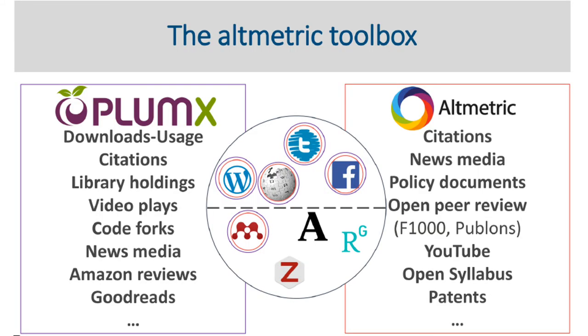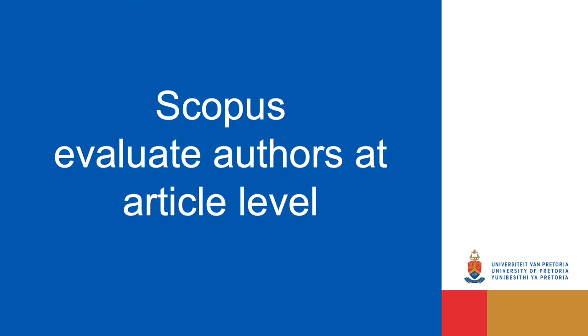This is not an altmetrics workshop, so I will just touch on the tools in order to explain better. Currently, there are two main tools, namely PlumX and Altmetric. On this slide, you can see what is harvested by each of them to make up the numbers. The University of Pretoria does not have a subscription to either of these tools, but Scopus gives us access to PlumX at the article level.